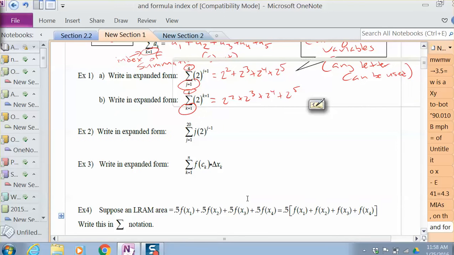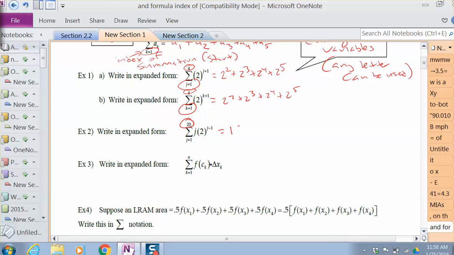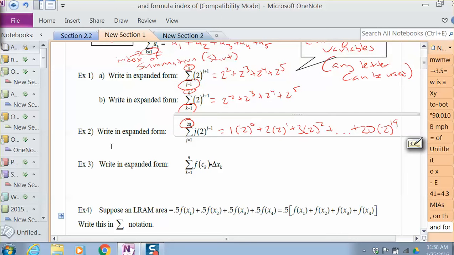If we do this again, but for a much larger ending point, or we can call this an upper limit, our upper limit's 20, and the formula is j times 2 to the j minus 1 power. If I plug in 1 in for j, I get this. Plug in 2 in for j, I get this. Plug in 3 in for j, I get this. And kind of just keep going until we end, which is 20 for j. So you'd be kind of out of your mind to actually work these out individually.